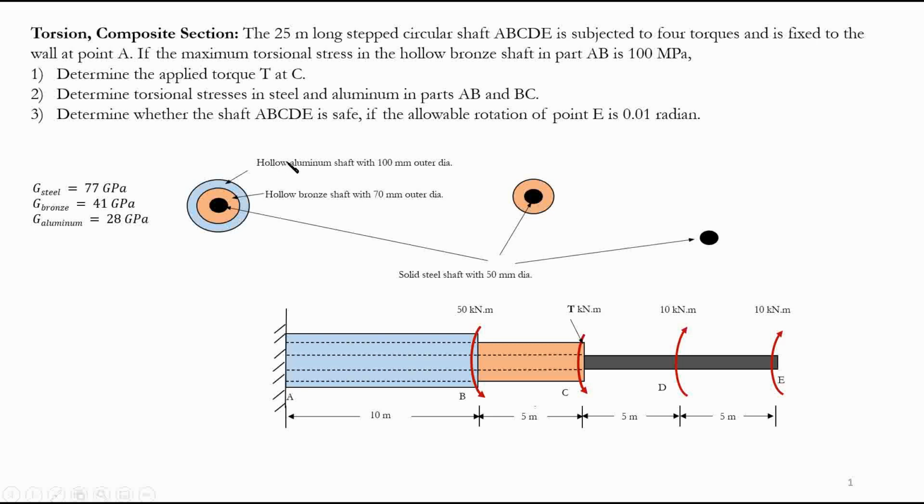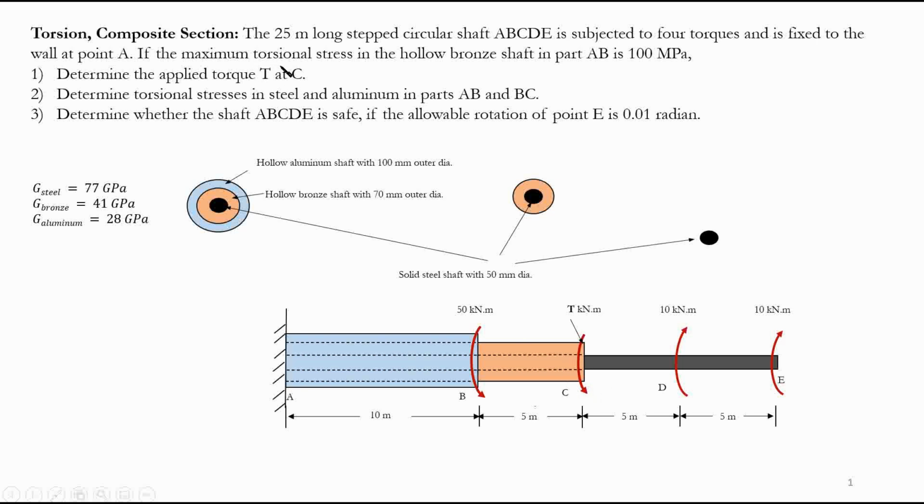We have a 25-meter long stepped circular shaft ABCDE subjected to 4 torques and fixed to the wall at point A. It says if the maximum torsional stress in the hollow bronze shaft in part AB is 100 megapascal, we have a bronze here, and again the properties are given. Determine the applied torque T at C.